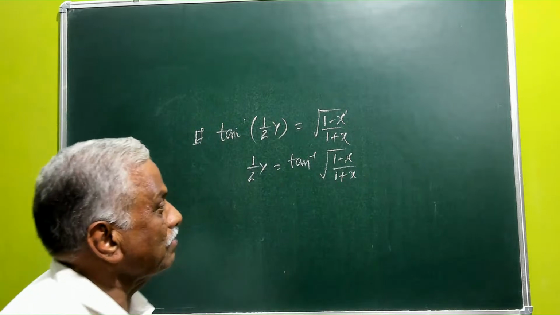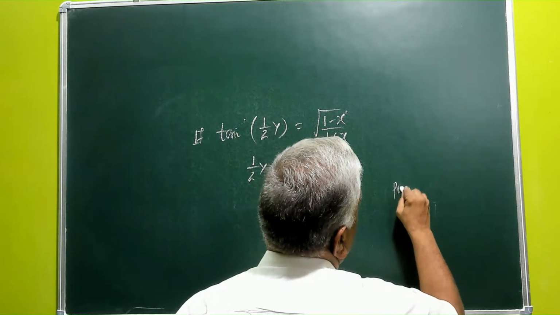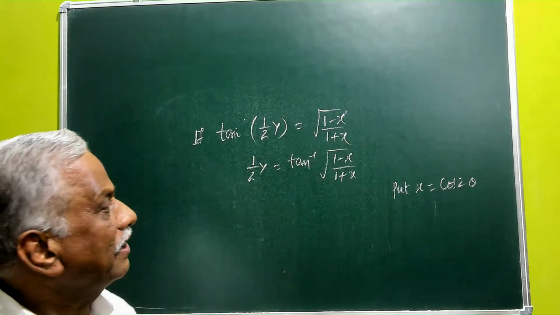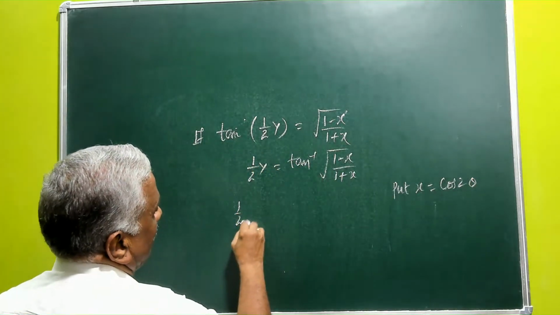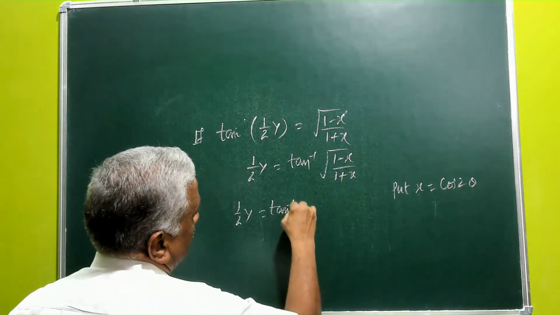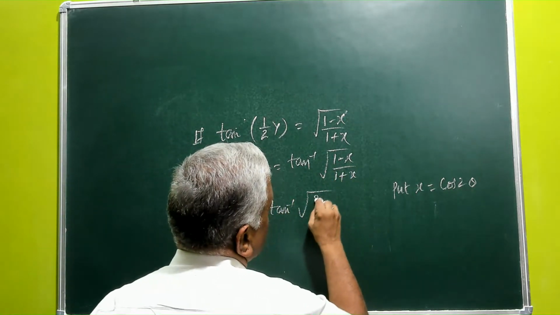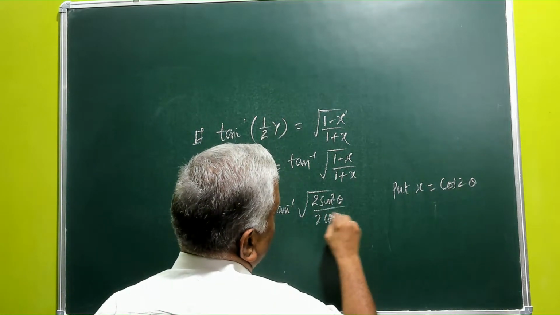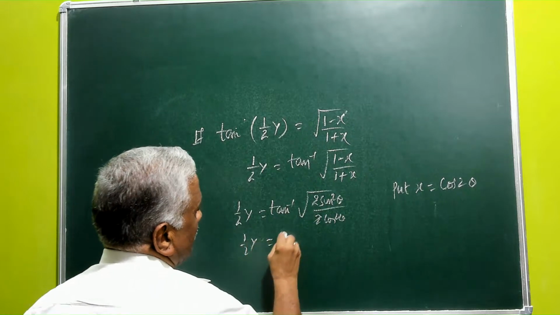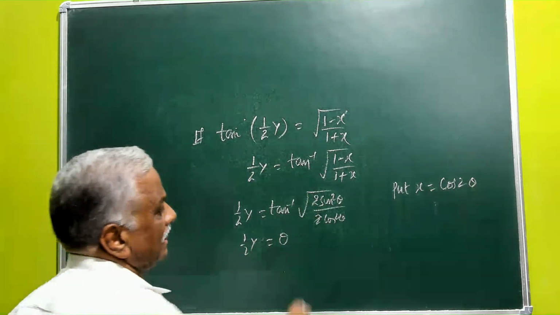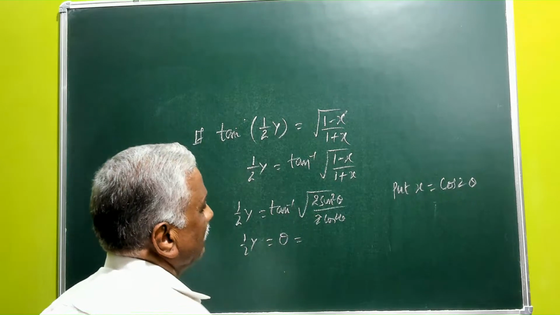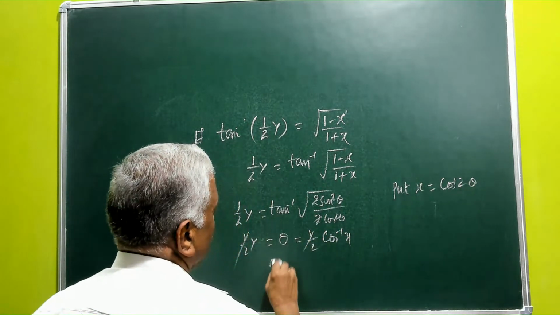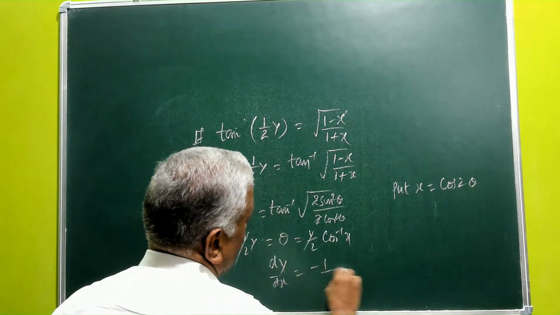This is a standard problem. You should remember, you put x is equal to cos 2 theta. Why cos 2 theta? To avoid half angle. So half y is equal to tan inverse of, 1 minus cos 2 theta is 2 sin square theta, and 1 plus cos 2 theta is 2 cos square theta. So half y is equal to theta. But what is theta? Theta is half cos inverse x. Half and half will cancel. So dy by dx is equal to minus 1 over root of 1 minus x square.